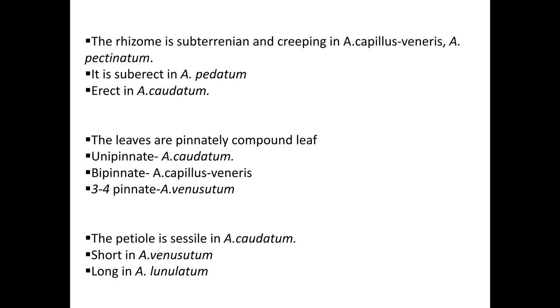You can find the rhizome is subterranean and creeping in the species Adiantum capillus-veneris and Adiantum pectinatum. Whereas in Adiantum pedatum, the rhizome is sub-erect. You know very well, erect means straight, and sub-erect means oblique or partially erect. Whereas in Adiantum caudatum, the rhizome is erect, placed very straight.